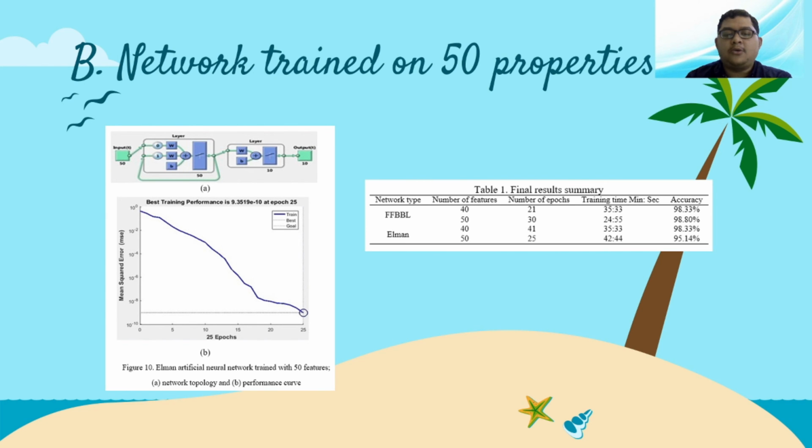The accuracy of face recognition of the proposed method is very high. FFBBL has 98.33 and 98.80 accuracy, while Elman has 98.33 and 95.14 accuracy for 40 and 50 features, respectively. Table 1 summarizes the four models and their related results.